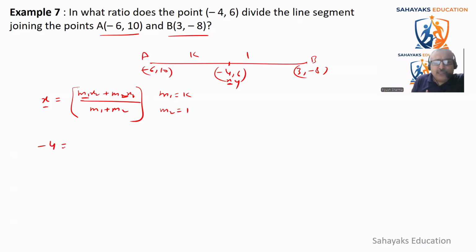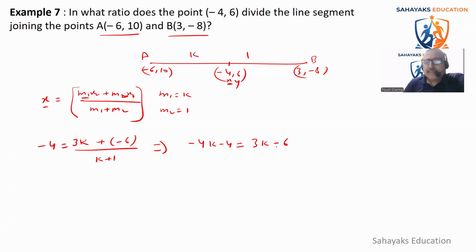So I'll say minus 4 is equal to m1 x2. m1 is k, into x2 is 3, so k into 3 or 3k, plus m2 x1. This is 1 into minus 6, that is minus 6, divided by m1 plus m2, that is k plus 1. Okay. Now I'll cross multiply. So what does it give me? It gives me minus 4k minus 4 is equal to 3k minus 6.